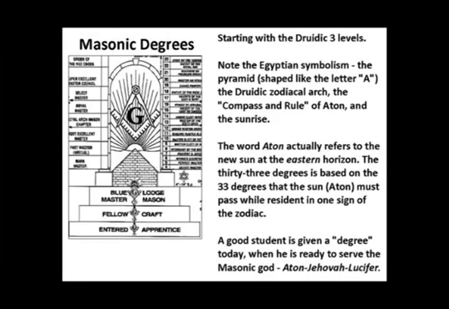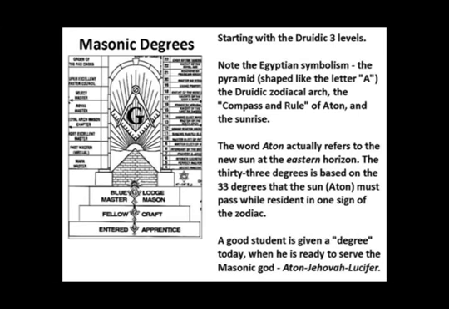The pyramid is seen there in that image, shaped like a letter A. There's the Druidic zodiacal arch. There's the compass and rule of Aton. And then there's the sunrise, the rays of the sun above the pyramid. The word Aton actually refers to the new sun at the eastern horizon, to be specific.